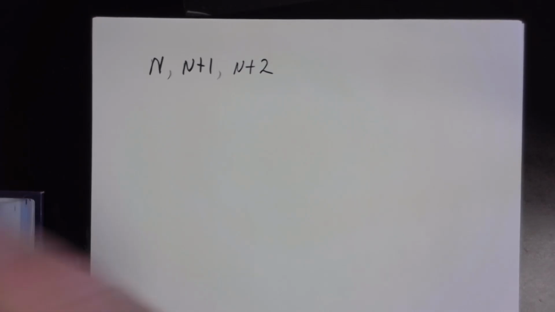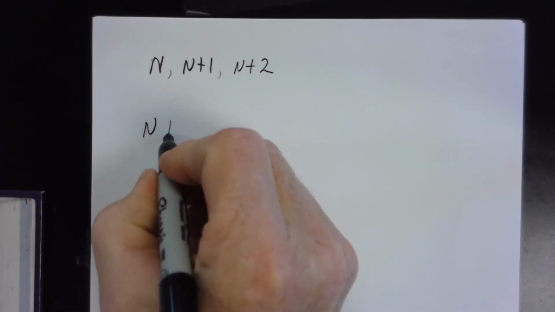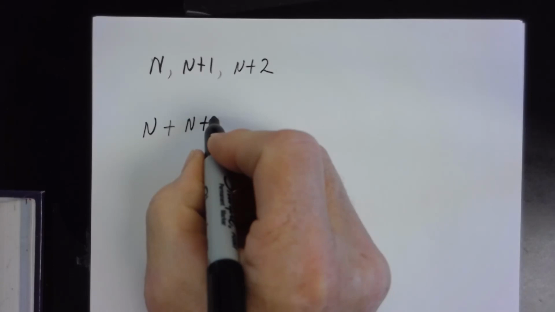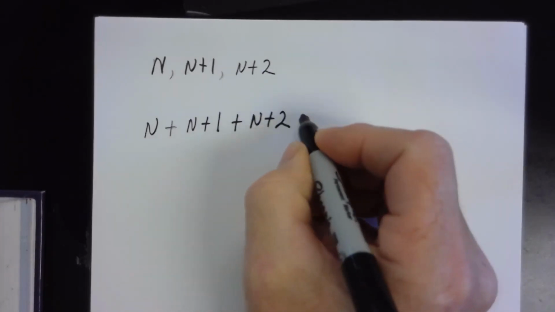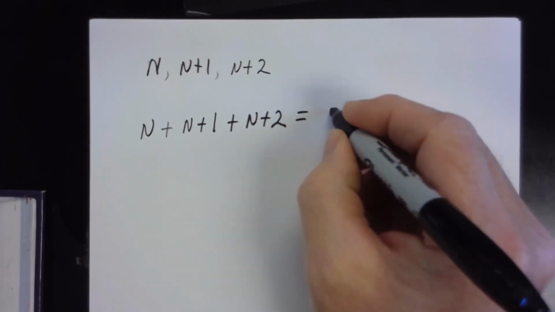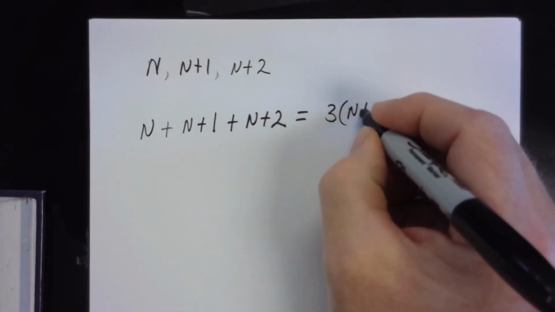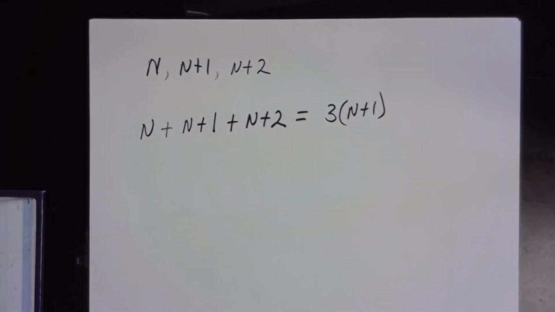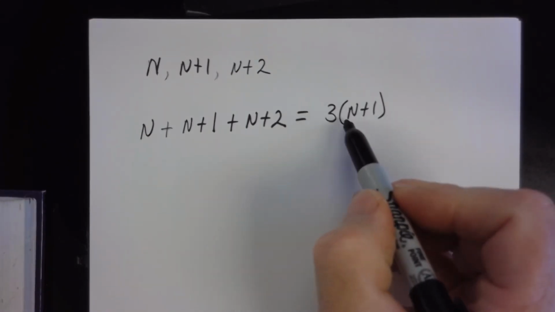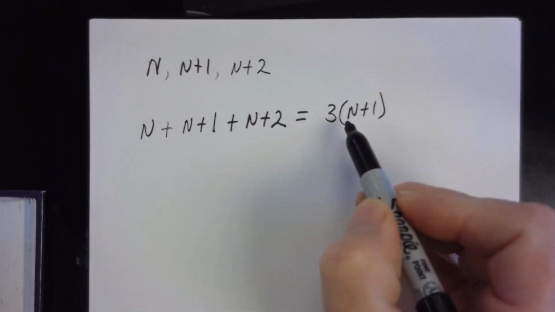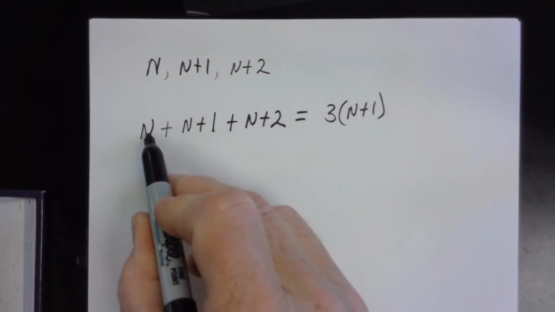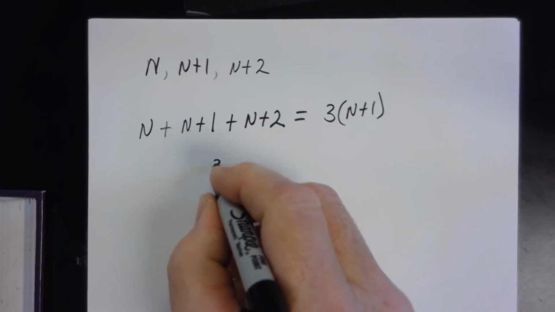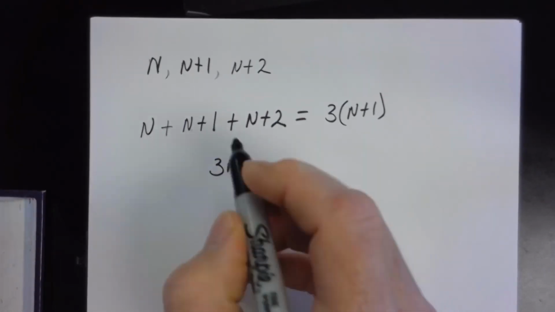And our conjecture is, if we take n and we add n plus 1, and then we add n plus 2, that the result is 3 times (n plus 1). Isn't that our conjecture? Yes. Now, is it important that that's in parentheses? Absolutely, isn't it? So let's look at this side. Let's add our like terms. n plus n plus n, 3n, plus 1 plus 2.